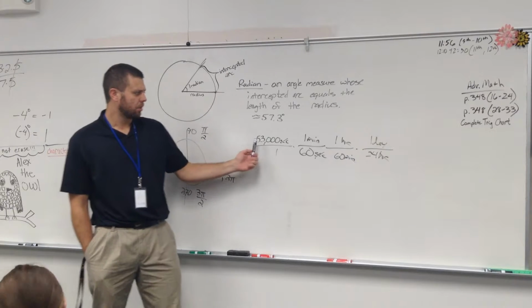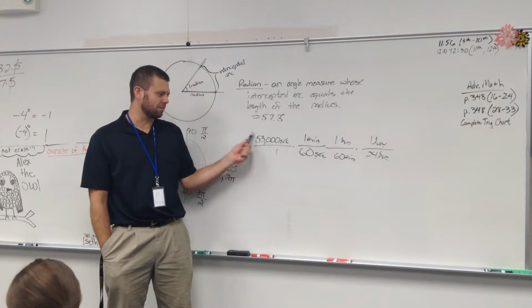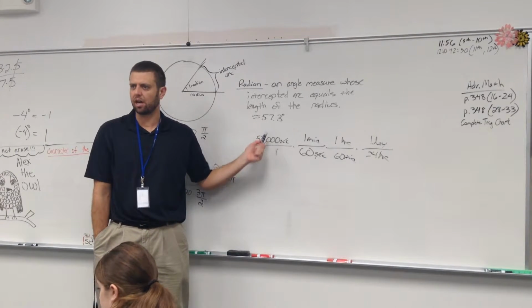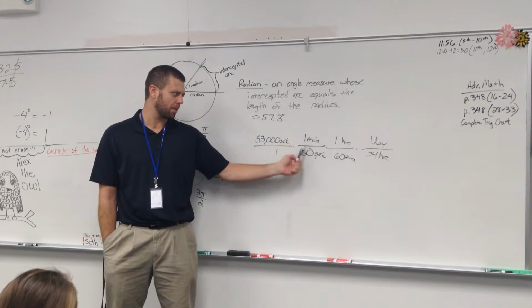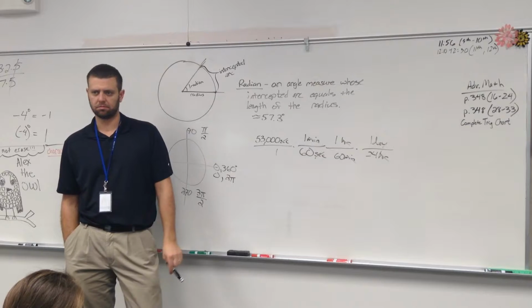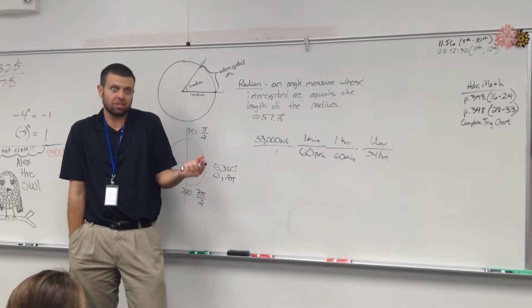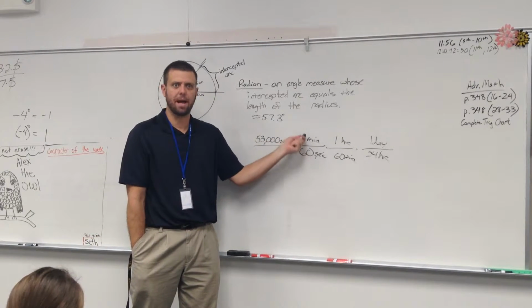Now, I started with 53,000 seconds, so 53,000 over 1. Why is it okay for me to multiply by 1 minute over 60 seconds? Because 1 minute is 60 seconds. These are the same amount.